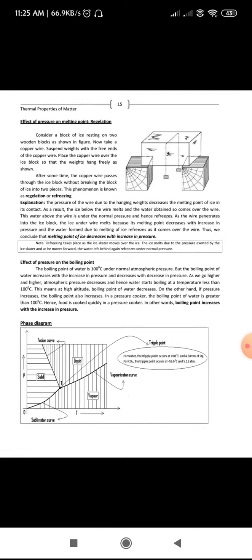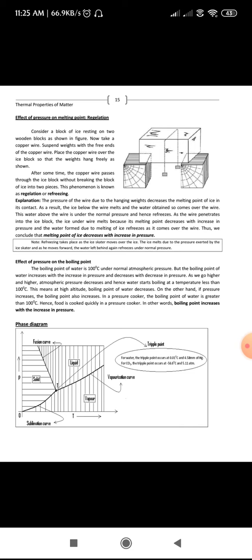Okay, fine. The next topic is the effect of pressure on melting point, regelation. What do you mean by regelation? We call it refreezing of ice. Let us go through what this means: what will be the effect of pressure on melting point?